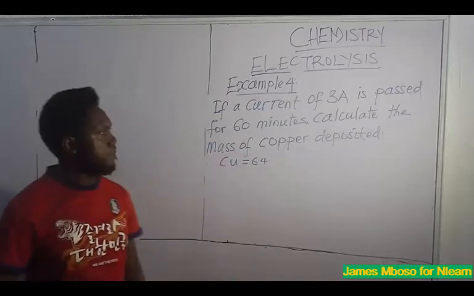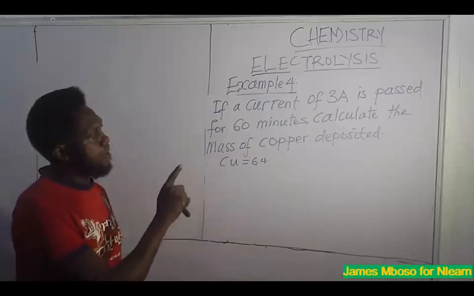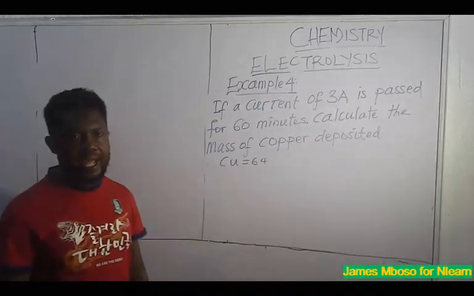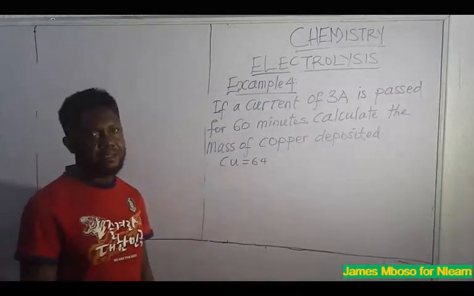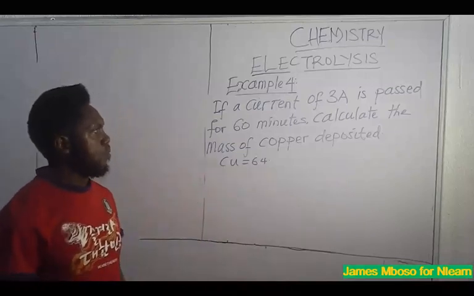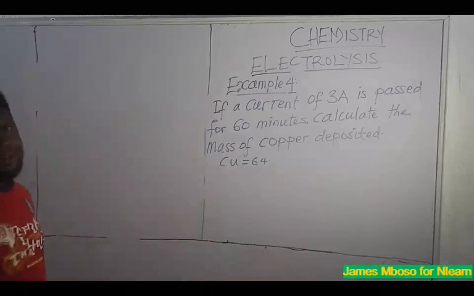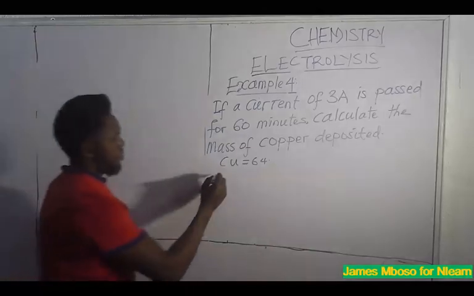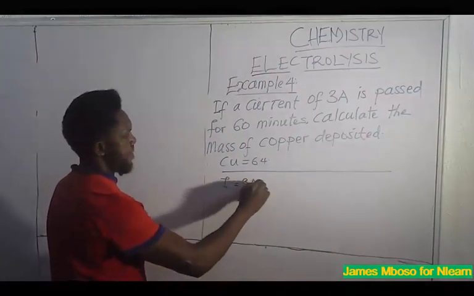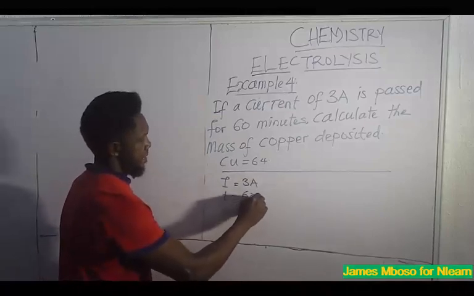Example number 4. If a current of 3 ampere is passed for 60 minutes, calculate the mass of copper deposited. This is a typical examination question. How do we go about this question? First and foremost, what are those things we are given? We are given our I as 3 ampere. Our T is given as 60 minutes.